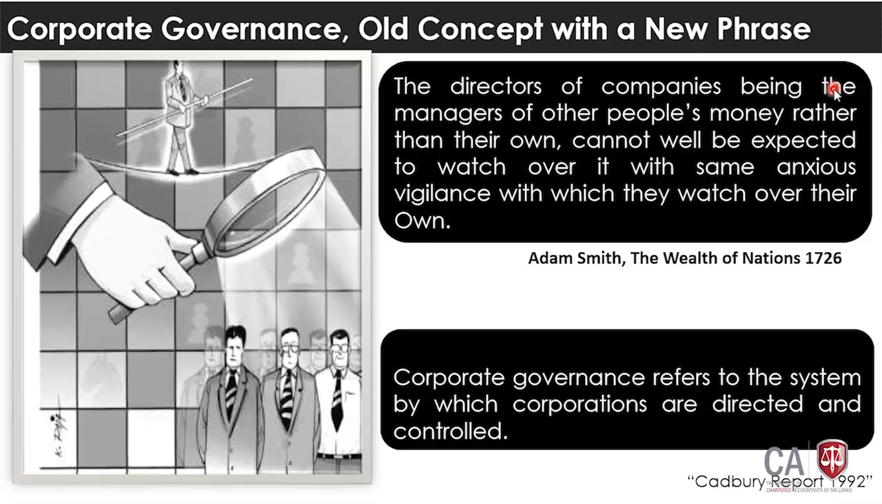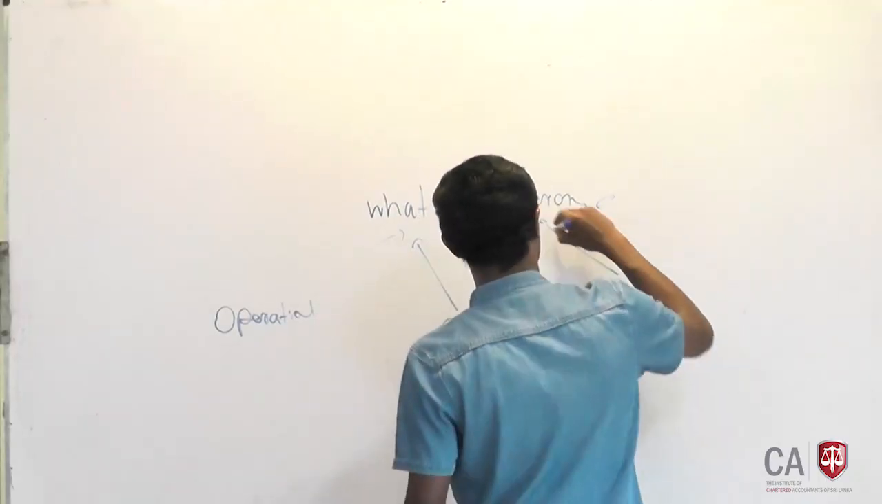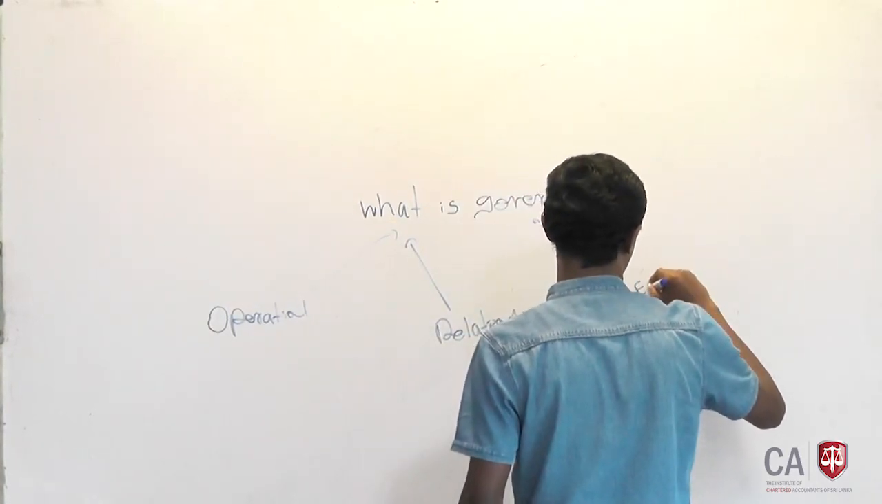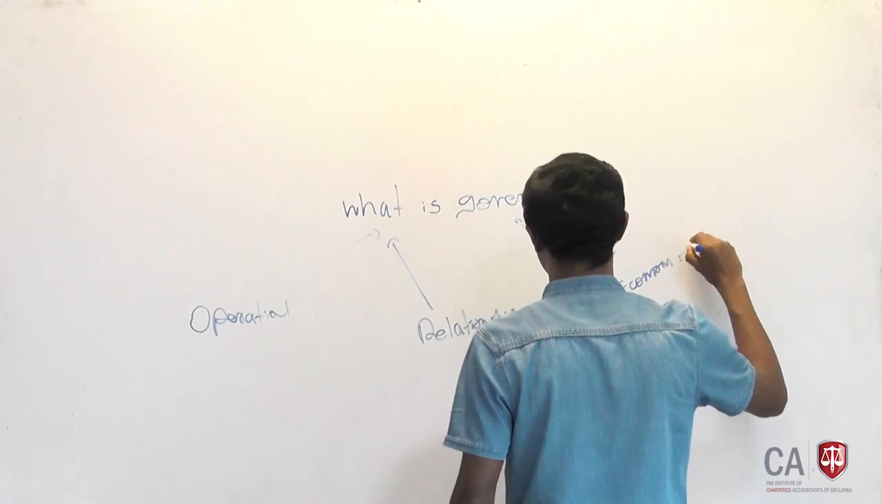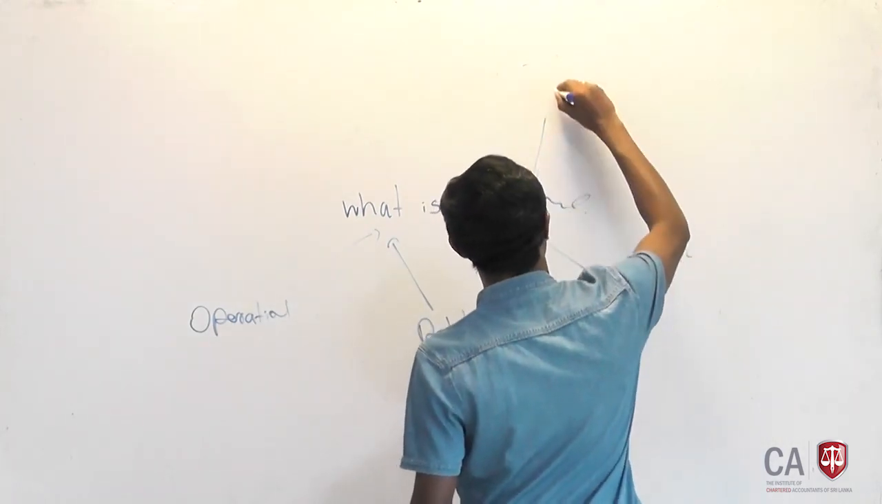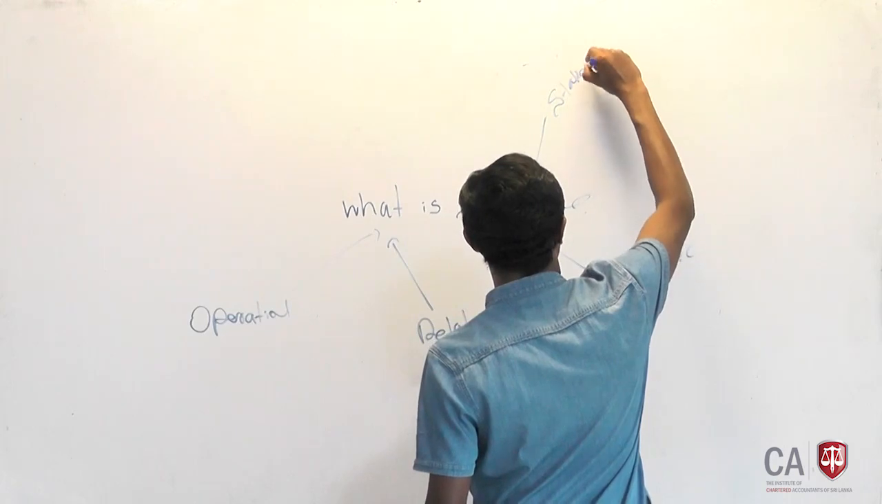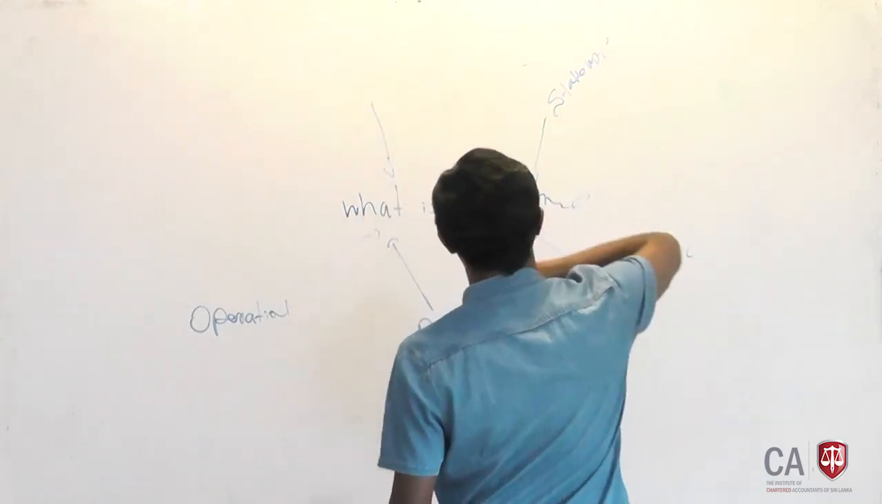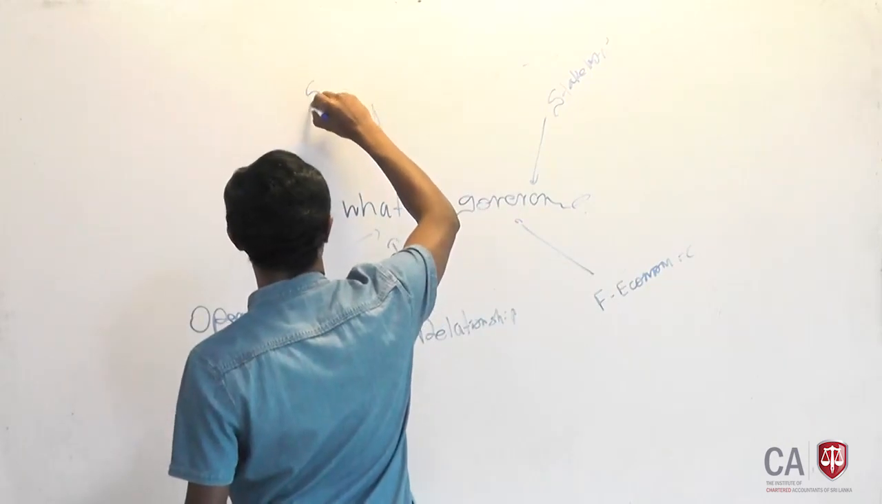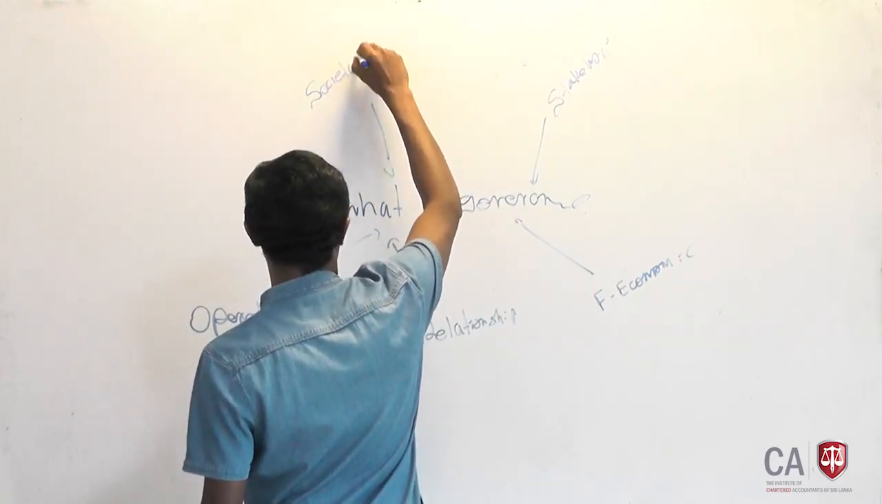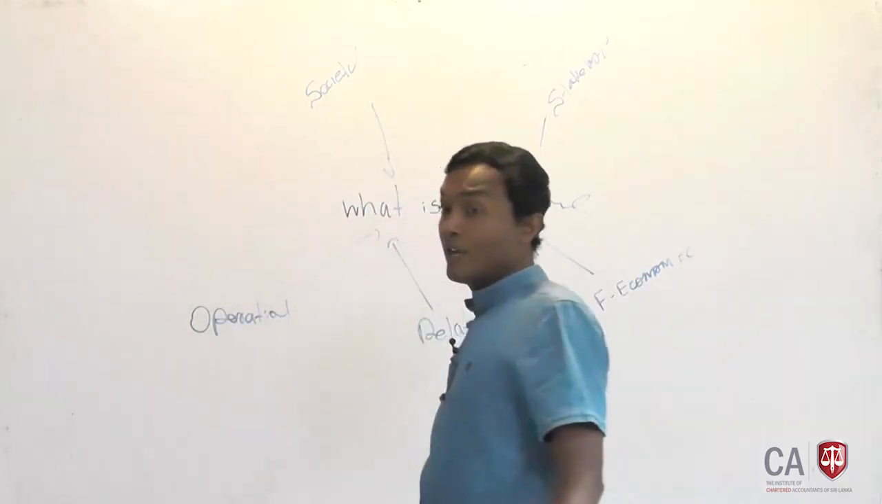And it has, like I explained to you, multiple perspectives. You have to understand this concept operationally, what governance means, and as a relationship, what it means, and then from the financial economics perspective, what it means, and then what it means from the stakeholder perspective, and then what it means from the societal perspective. Now once you know this, you will be happy that you can handle anything from this area if I examine a test.